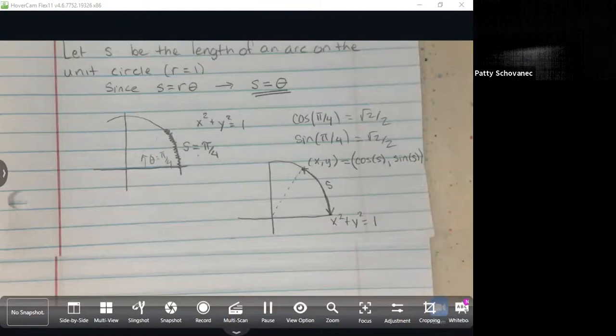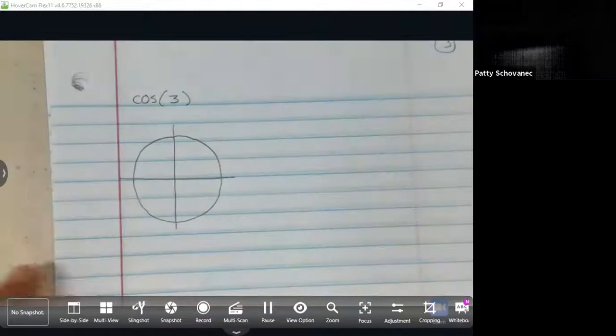So I can find something like, in radian measure, the cosine of 3. That's 3 radians. But that corresponds to finding the x coordinate on the unit circle of an arc of length 3. Well, where is an arc of length 3? Here's the whole circle. If you were to walk around there for 3 radians, where would you end up? In which quadrant?